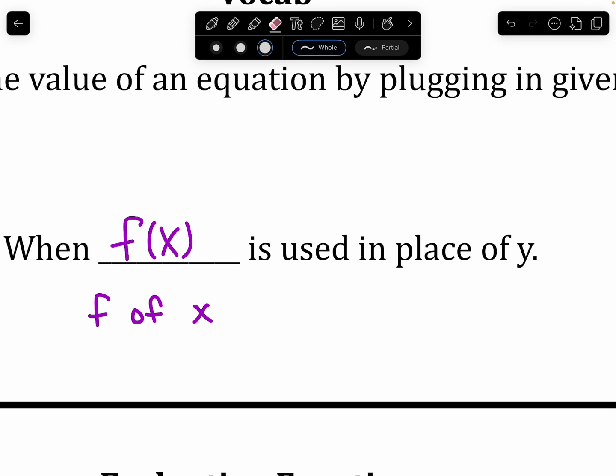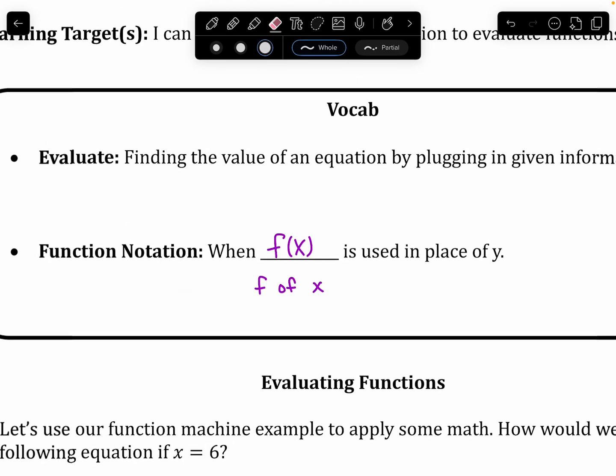Now the good news for you is that they both mean the same thing. So y are your output values, and your range values, and your y values. And f of x, this function notation, is still your output, your y values, your range values, okay?